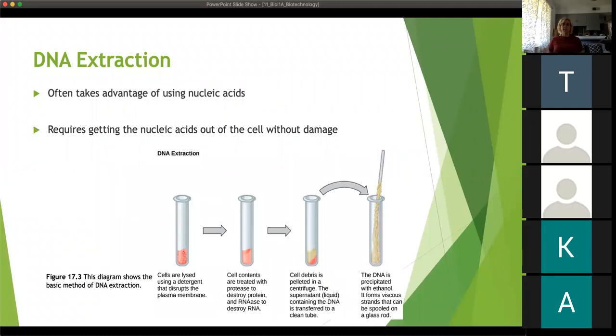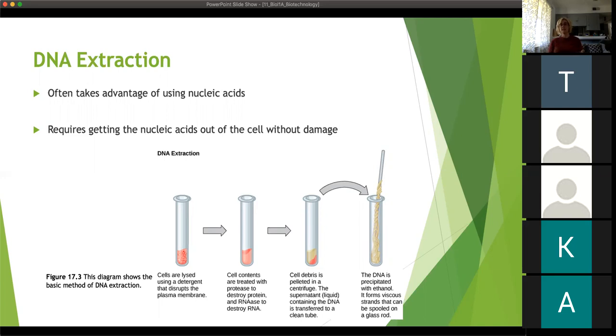So one of the first things that we often do in any sort of biotechnology application is we often will need to extract nucleic acids. Sometimes we extract them because we want to make copies. Sometimes we extract them just because we need to work with those nucleic acids. But being able to extract not only DNA, but also RNA from a cell is really critical.